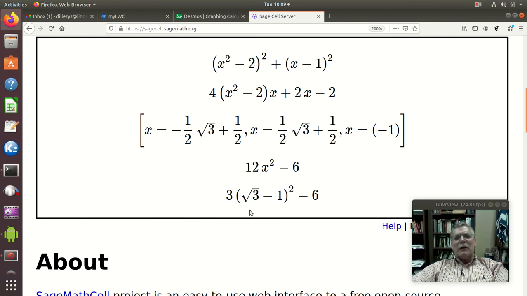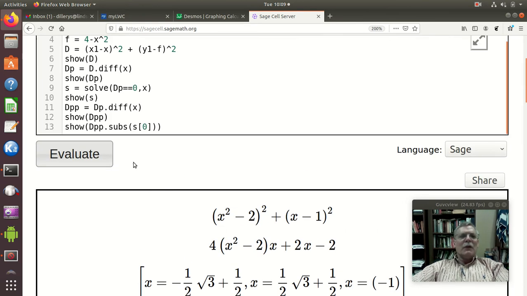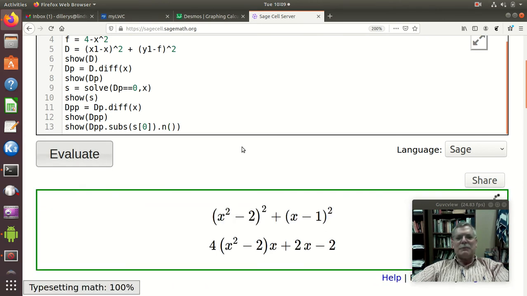Now, the problem is I don't know if that's positive or negative, just looking at it. So I can get a decimal just by putting a dot n, and again, open parentheses. These are all functions, and functions usually need open parentheses as part of their name. So I evaluate.